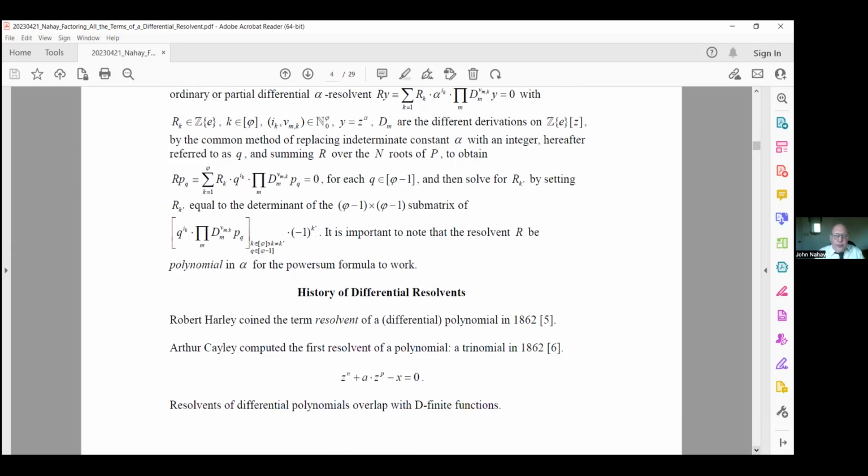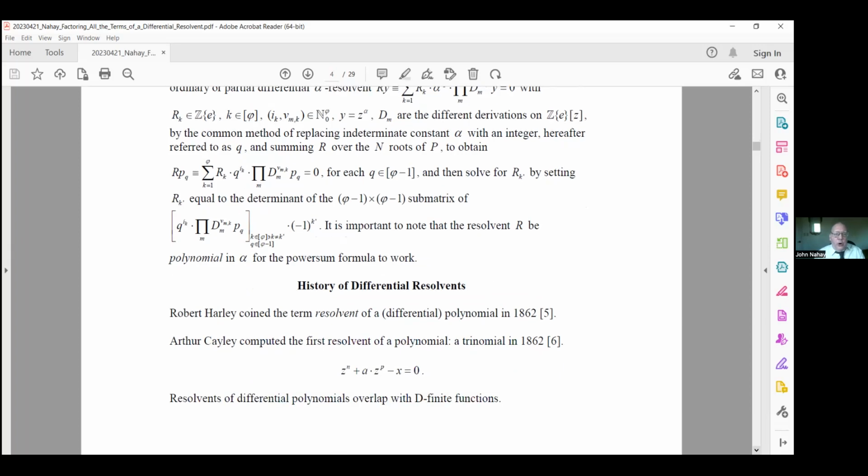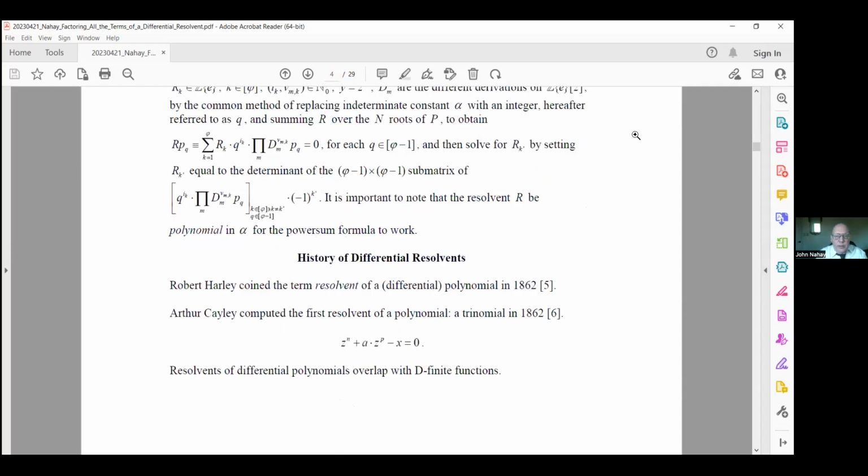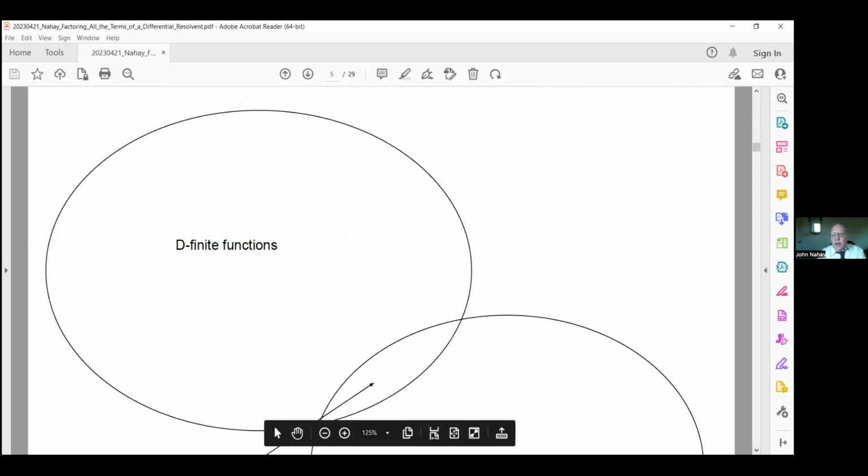So, history of differential resolvents. Robert Harley coined the term resolvent of a polynomial in 1862. Arthur Cayley computed the first resolvent of a polynomial, the trinomial, in 1862. Given here, I just mentioned resolvents of differential polynomials overlap with d-finite functions.